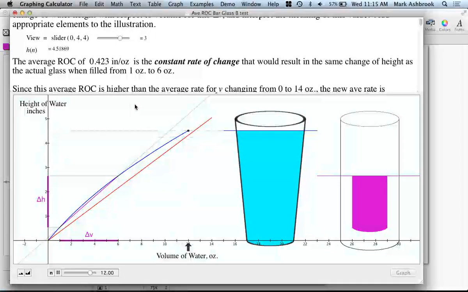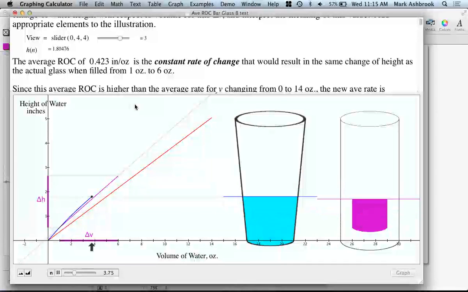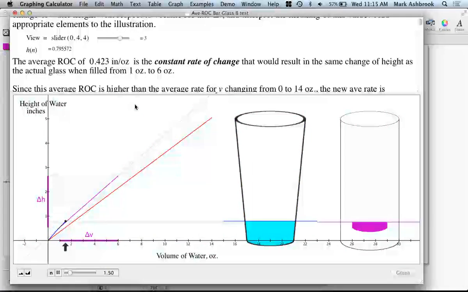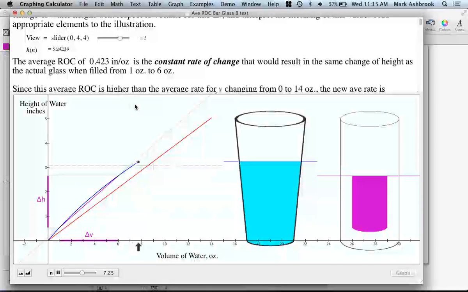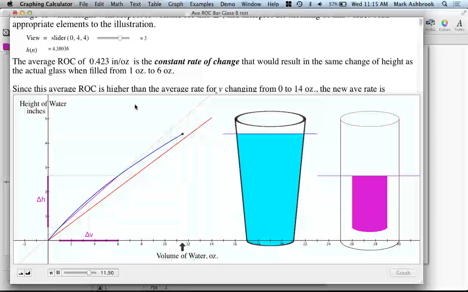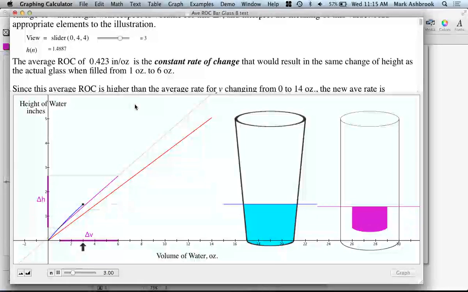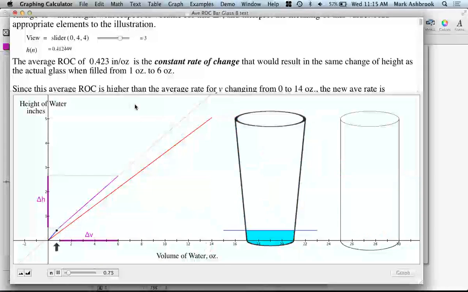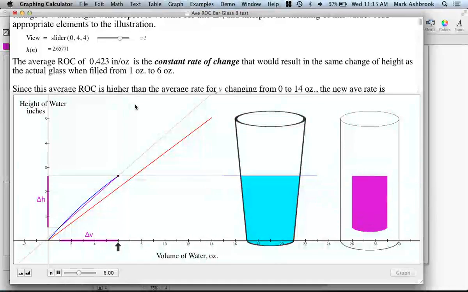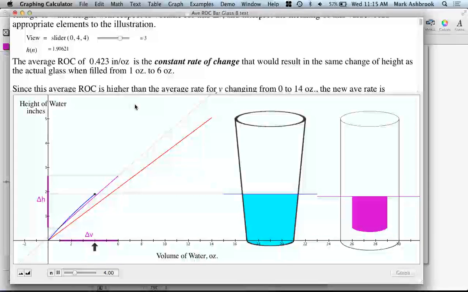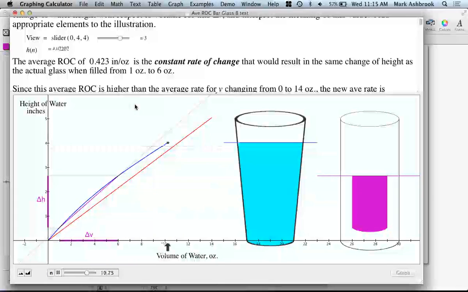Okay, what I want to show you is that now we've got this average rate that's doing a pretty good job of mimicking the actual accumulation of height. And so this is our first step in the reverse process. We start with exact accumulation. We're going to use average rates of change to build approximate accumulation. And look how wide this is, 5 ounces difference, yet it's still doing a pretty good job of matching the height.